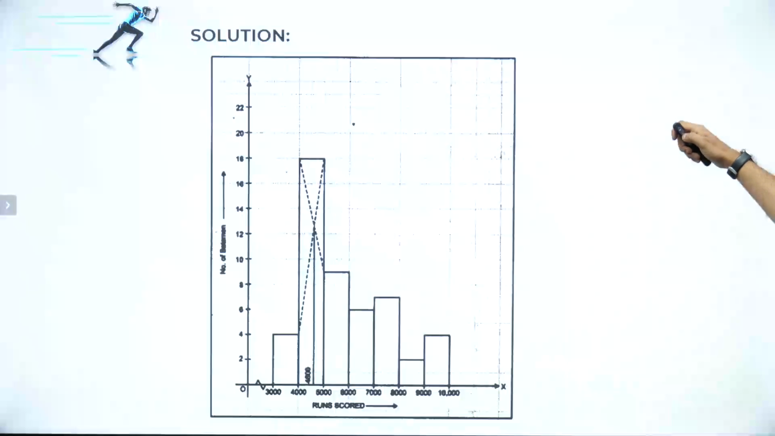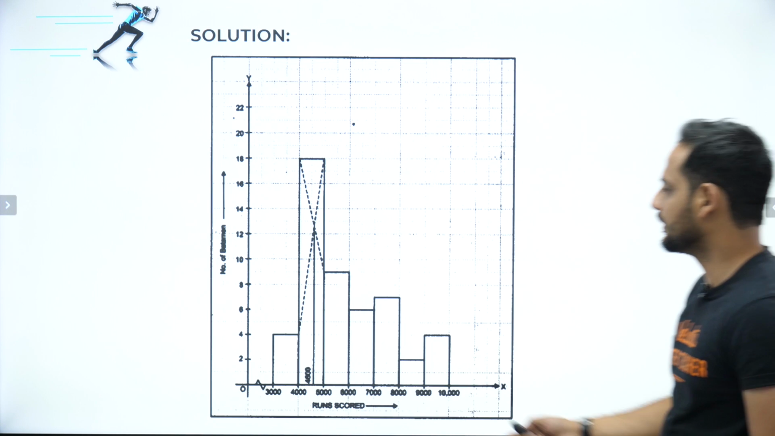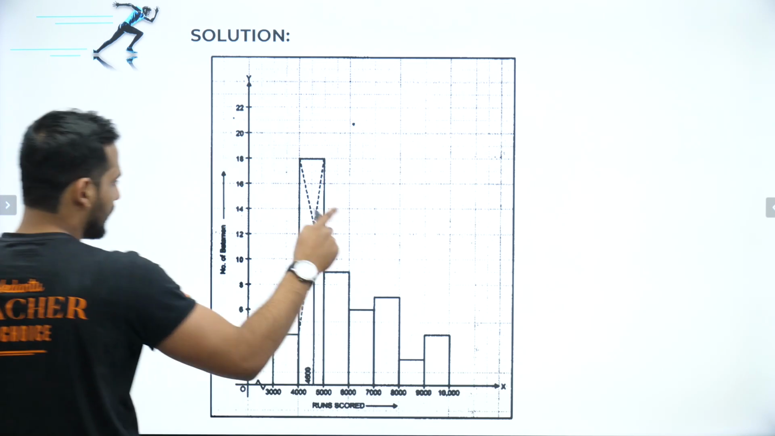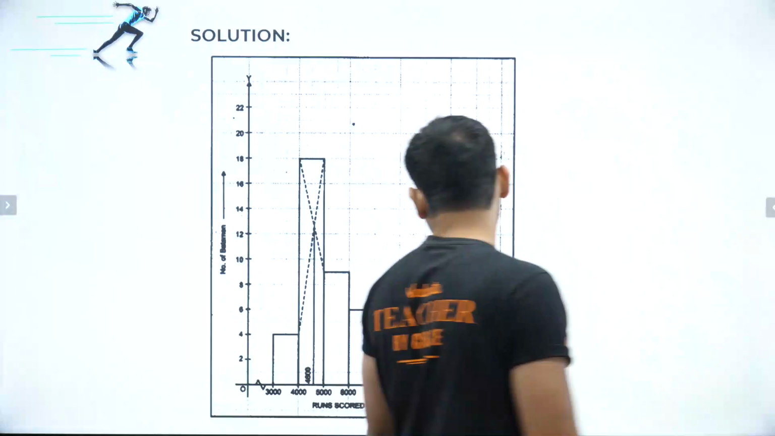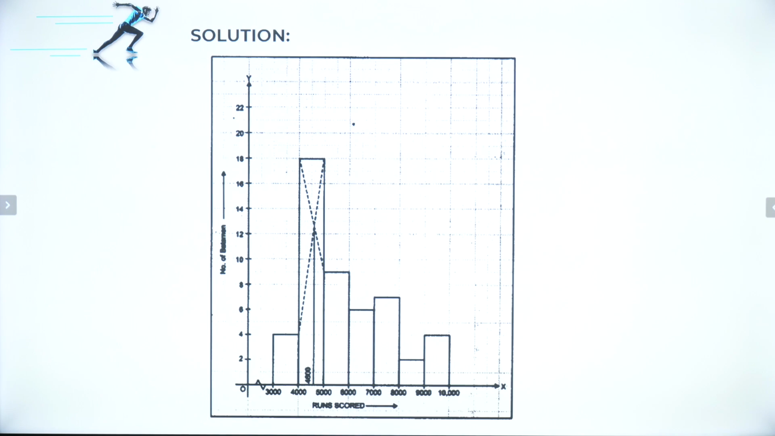Estimate the mode. So here you can see. Okay, now you can clearly see that this is going to be your histogram. This is going to be your histogram. So you can easily find out whatever is given. Okay beta, let's move ahead. Let's move to the next question.